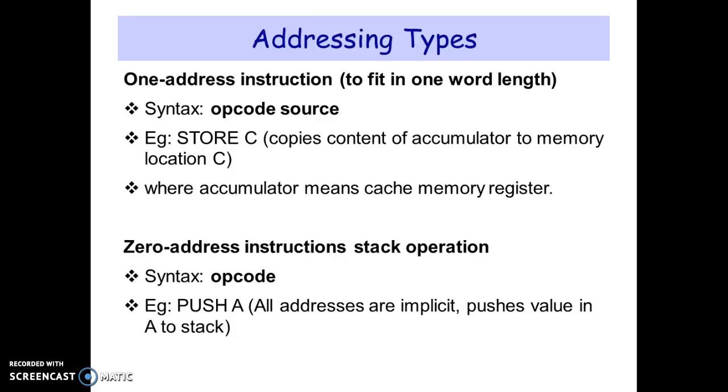Here the accumulator means a cache memory register. This is one of the important semiconductor memories. It's used to hold the most recently used data. The next one is the 0 address instruction. This is a very important instruction. Here no operand value is used in this instruction. An example is push A. All addresses are implicit in this instruction. It pushes the value of the accumulator onto the stack.